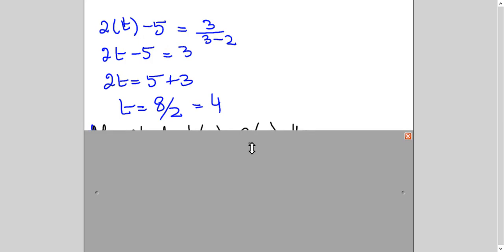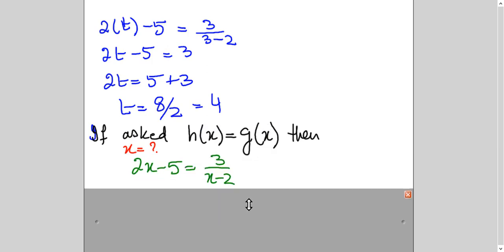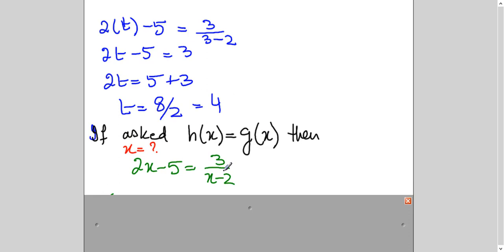Now, one question is not asked here, but it is quite often asked in the exam. So I said, why not explain it here with the help of this question. If the question says, find out the value of x such that h of x is equal to g of x, then you will equate the two functions which are given to you, h of x and g of x.